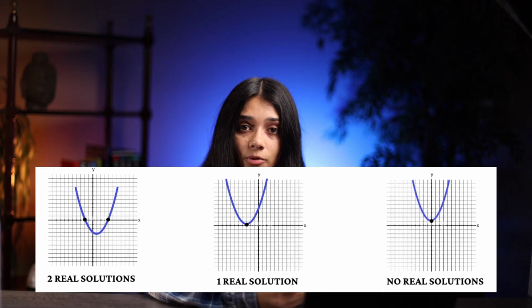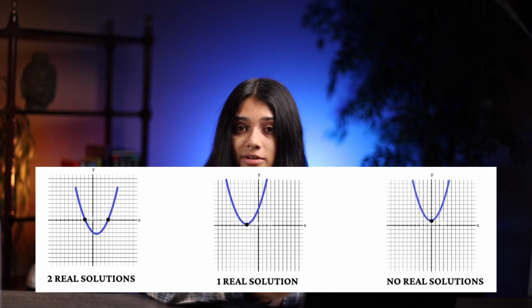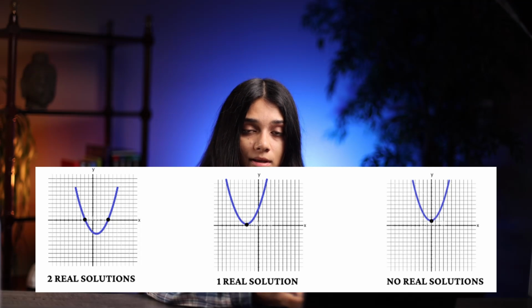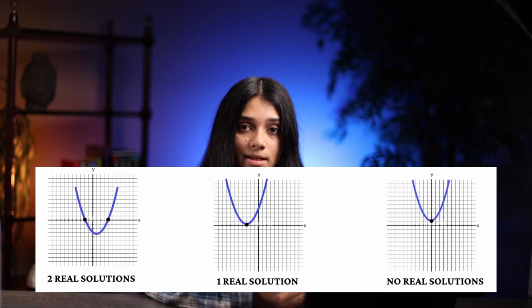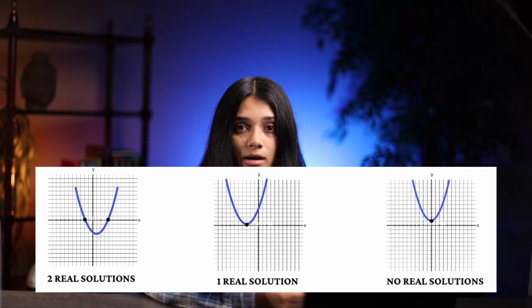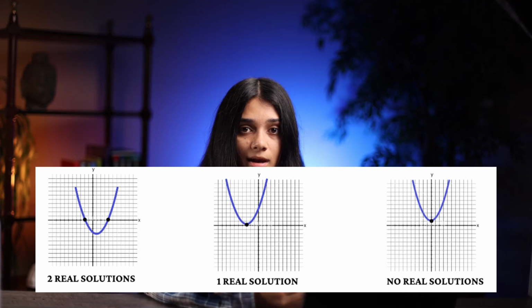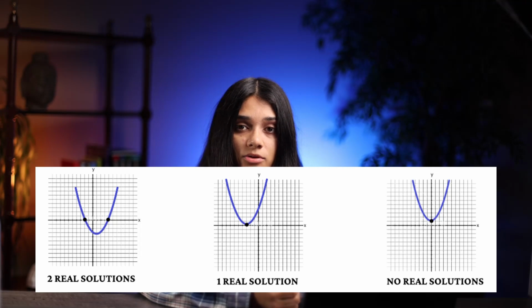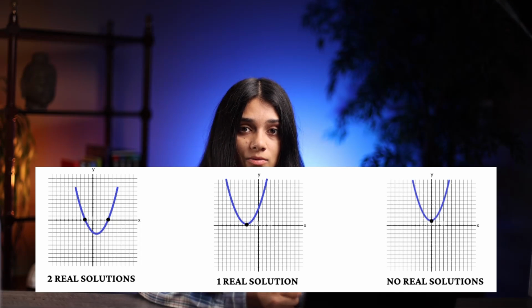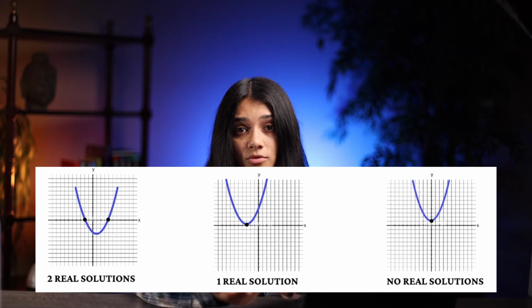Now, if you're ever asked for the number of solutions to any quadratic equation, then you would follow the same process, right? You would just plug in the quadratic into Desmos and see how many times this parabola crosses the x-axis. If it never crosses or touches the x-axis, then it has 0 solutions. If it crosses or touches the x-axis once, then it has 1 solution. And if it crosses or touches the x-axis twice, then you have 2 solutions.